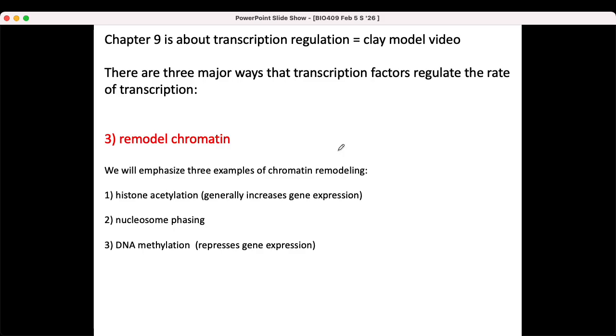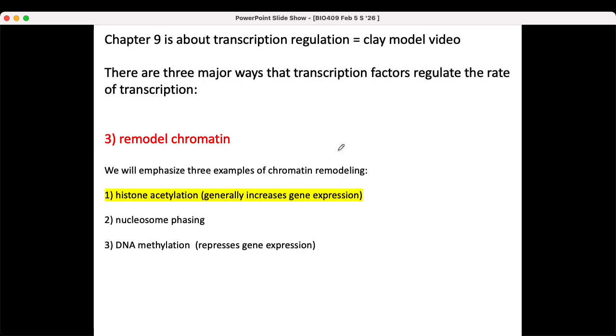The first one is called histone acetylation, and that's what estrogen receptor does. We'll talk about that first, in some detail, and then we'll quickly talk about nucleosome phasing and DNA methylation. That's just to give you some guidance on where we're heading. So, remodeling chromatin: our favorite three ways are these, and all three could be examples of rate-limiting steps in gene expression.